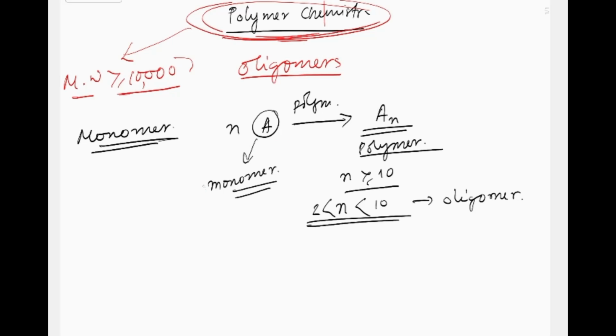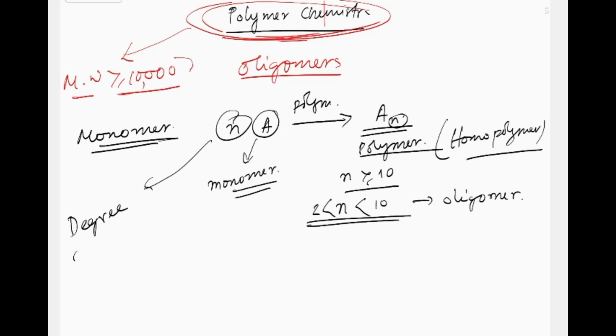Now, as we have taken only a single monomer, this polymer is called a homopolymer, because only one monomer has been taken to form this polymer. And this n value, how many monomers have reacted together to form a single chain of a polymer, is termed the degree of polymerization, or DP.